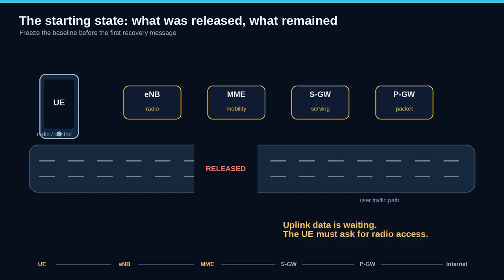The phone now has uplink data to be sent. That single fact triggers a request to resume service. Notice what is not happening yet. There is no internet packet flowing, no active S1 bearer, and no assumption that the radio is already connected. The recovery must begin at the edge of the network, where the UE can ask for a radio connection. So the baseline is simple. Context may remain, transport has been released, and data is waiting. Once you can see those three facts separately, every later message has a job rather than looking like a list to memorize.